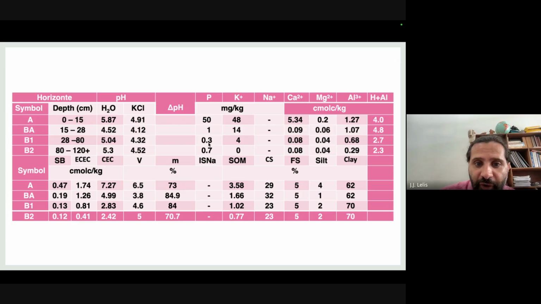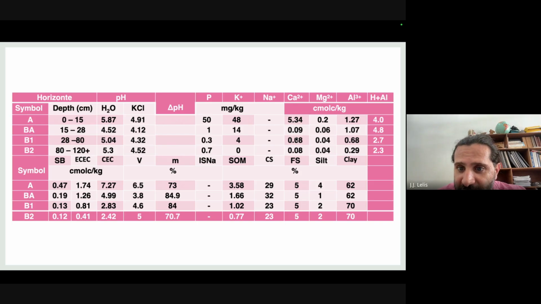You can see that the phosphorus content is quite low, and it's quite common in very deeply weathered soils that the phosphorus content is quite low. You can see that the exchangeable potassium content is also quite low. The sodium content is similar or quite close to 0 because I cannot identify it in the equipment. So this could also indicate deep weathering and deep leaching.